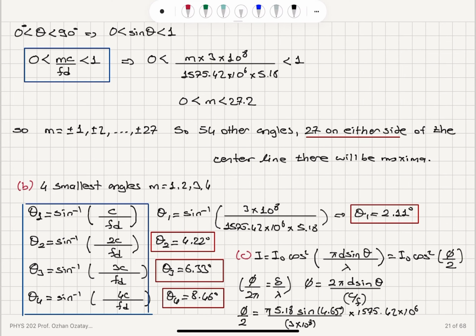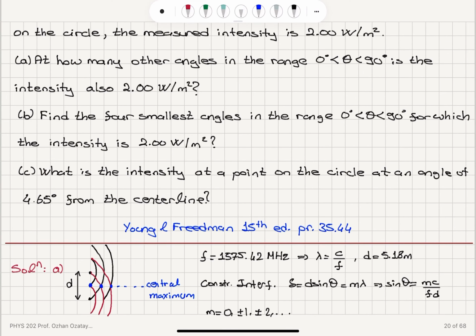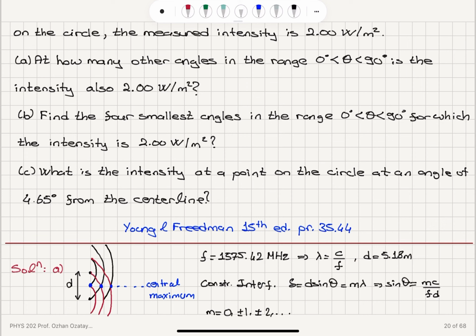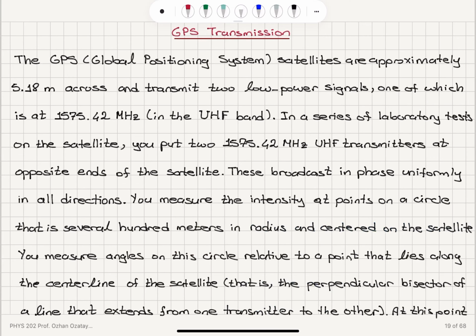Okay, so in this problem we're talking about a global positioning system where two sources, two low power transmitters, are at two opposite sides of the satellite separated by a distance 5.18 meters, producing in phase and uniform waves with frequency 1575.42 megahertz. And we're looking at a really far distance. This distance between them is 5 meters, but we're looking at hundreds of meters distance, a circle around this region. So that's basically so that the parallel ray approximation holds.